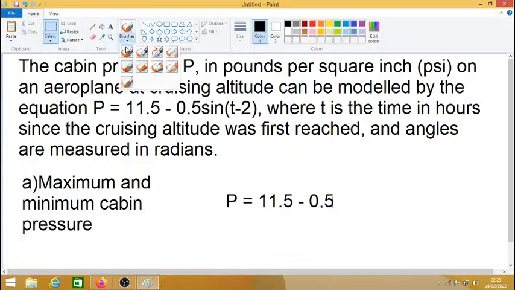So that'll just be times by 1. And let's work that out. 11.5 take away 0.5 times 1 is equal to 11.